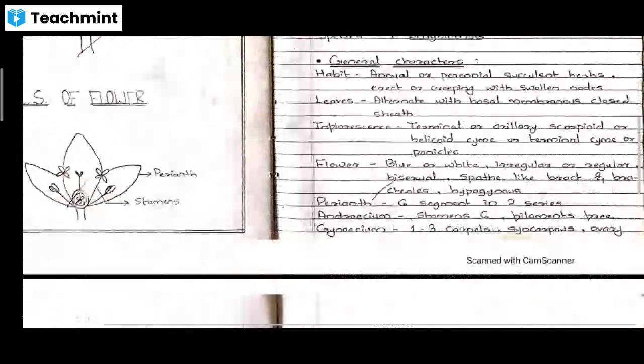Then let's discuss some general characters of Commelina bengalensis. This Commelina comes under the weedy plants. It is an annual or perennial succulent herb. Succulent means the leaves of this Commelina are thick. So it is a succulent, herbaceous, erect or creeping plant with swollen nodes. In that plant, nodes and internodes are present.